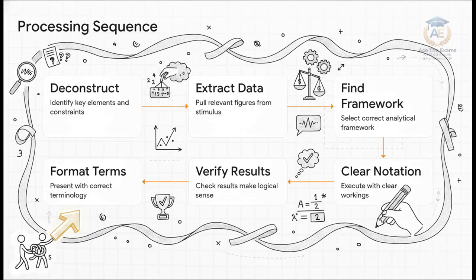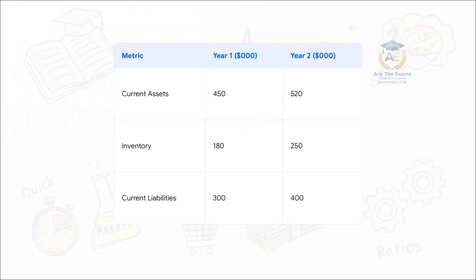Show those workings to secure your method marks. Step 5, verify the results. Just pause and ask, does this ratio make logical sense for this specific industry? And finally, step 6, present with terminology. Frame your entire analysis using proper professional accounting vocabulary. Let's actually see this framework in action using some year 1 and year 2 data.